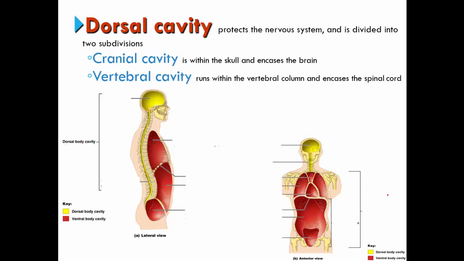Within the dorsal body cavity, there will be organs that belong to the nervous system. On your note sheet, it's broken into two subcavities, the cranial cavity and the vertebral cavity. The cranial cavity would contain the brain, so that would be the major organ housed by the cranial cavity. The vertebral cavity is going to be housing the spinal cord. In this picture on the right, the vertebral cavity just looks like it's going down to the chest, but when we look at the lateral view, it goes all the way down through the bottom of the spinal cord.